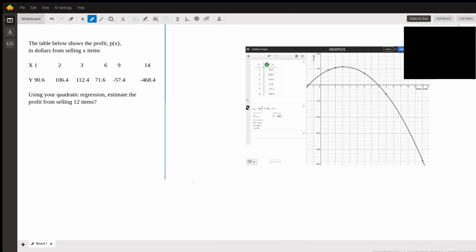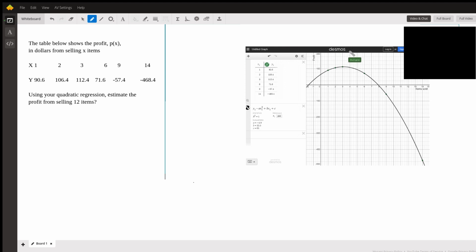So this is basically a calculator question, in the sense that the calculator's doing all the work here. Let's get started. We're being given a table of data points, and you can see I'm using Desmos here. It's the easiest to work with when I'm trying to put something into Wyzant.